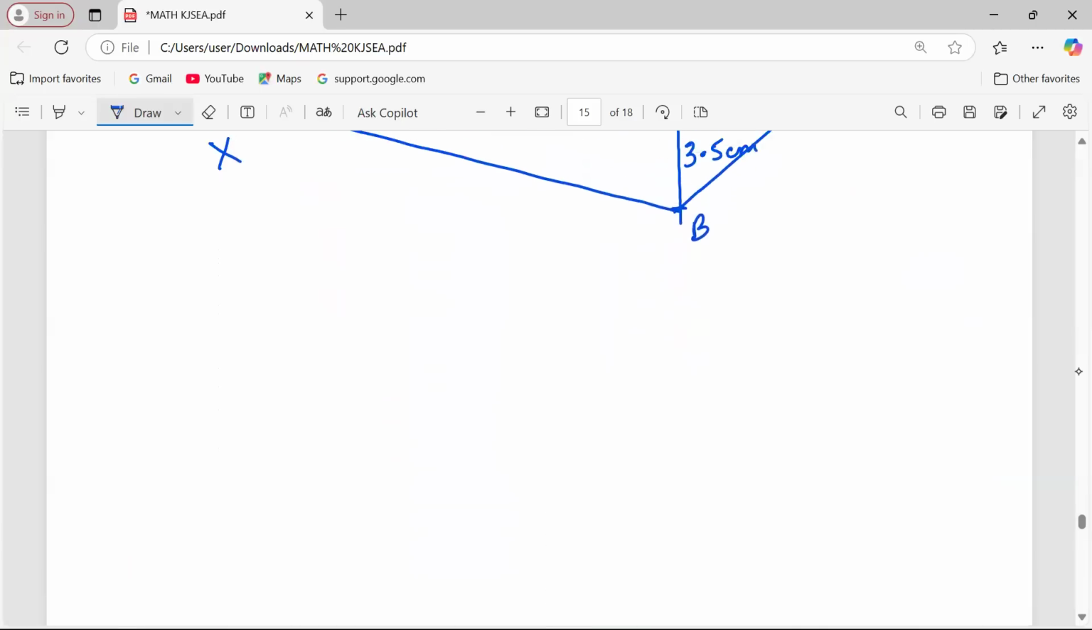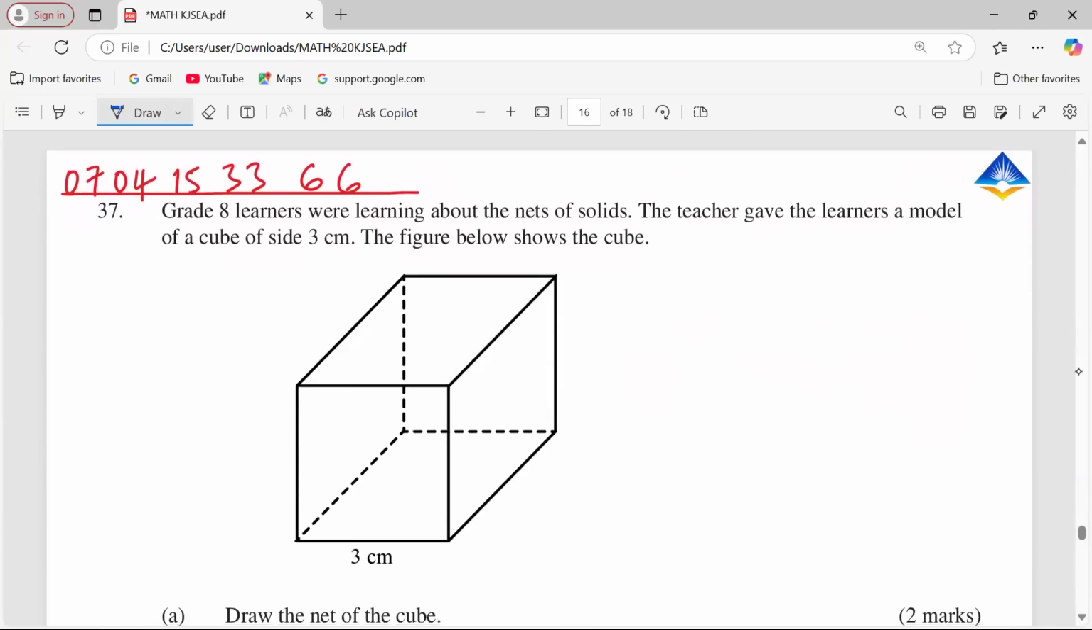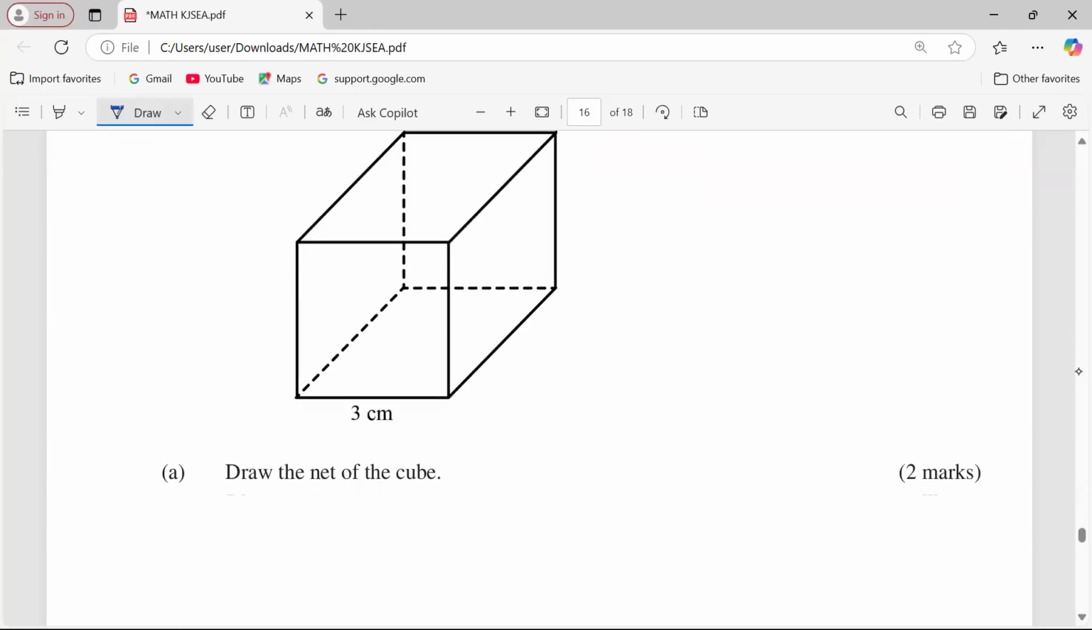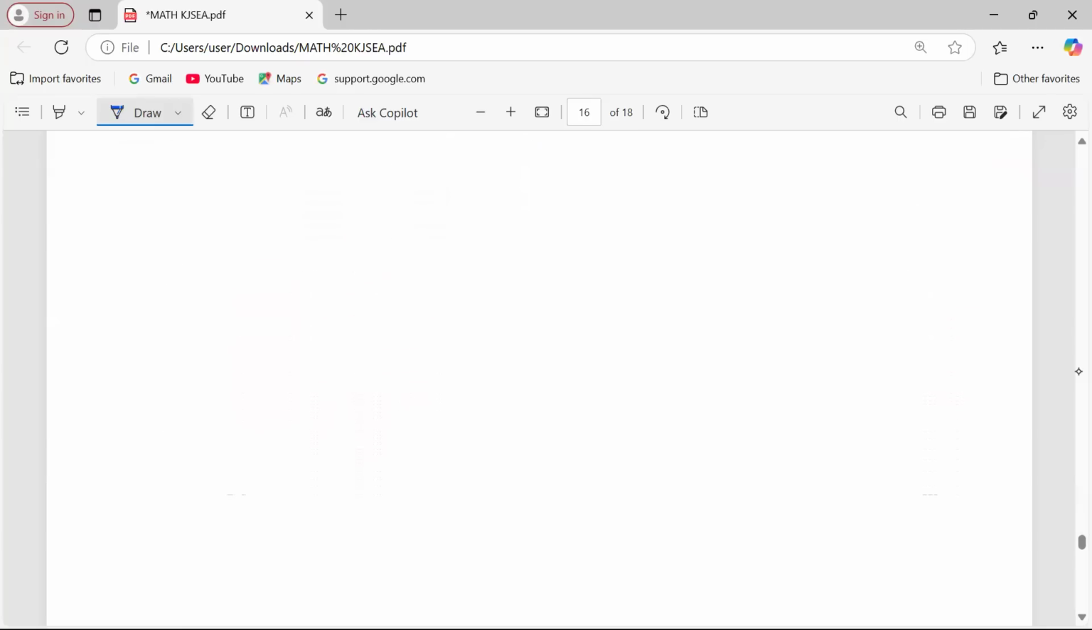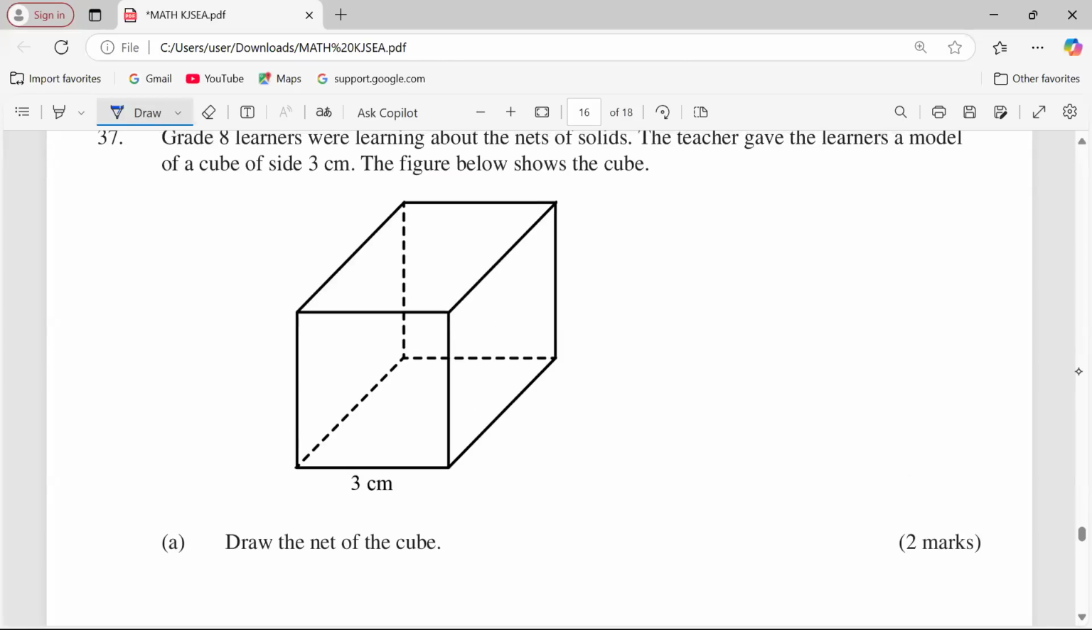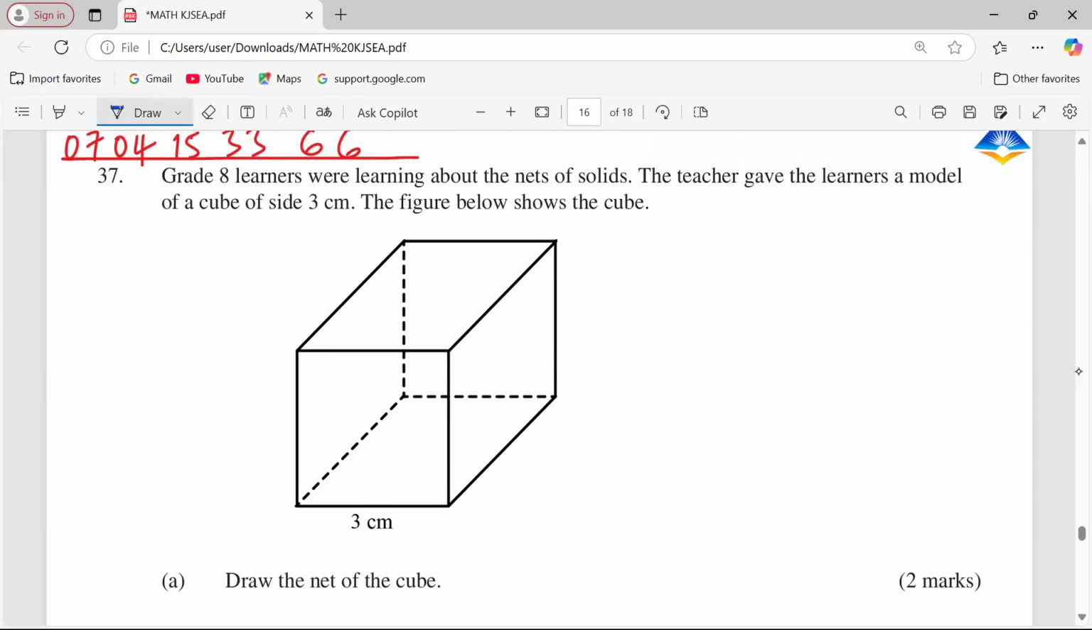We talk about number 37 now. Grade 8 learners were learning about the nets of solids. The teacher gave the learners a model of a cube of side 3 centimeters. The figure below shows the cube. Draw the net of the cube. So for us to draw the net of a cube or the net of any solid, you're supposed to, first of all, understand the faces making up such a solid. Then you'll be able to open the solid into the respective net.